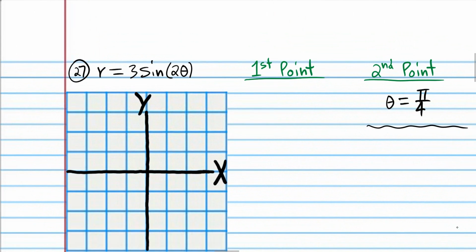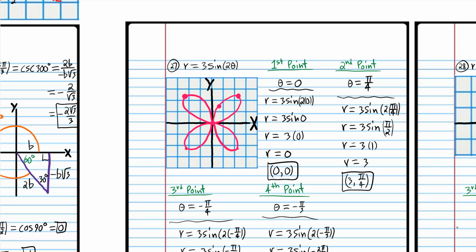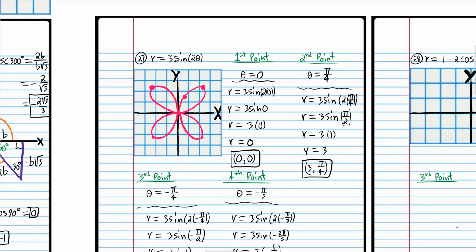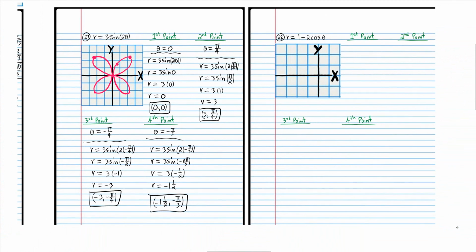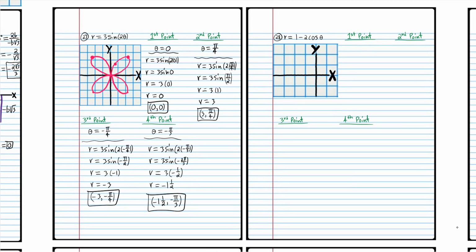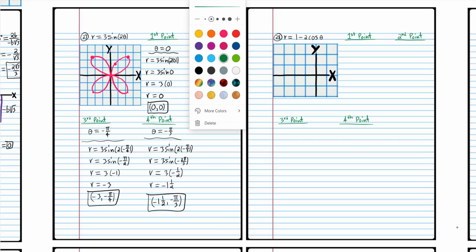Alright, we're back. Again, you can see my graph is not perfect, but that's okay. We don't really care, as long as it looks something like what it's supposed to look like. So if you got that right, excellent. So now let's try number 28. Go ahead and attempt number 28, and when you come back we'll do it together.